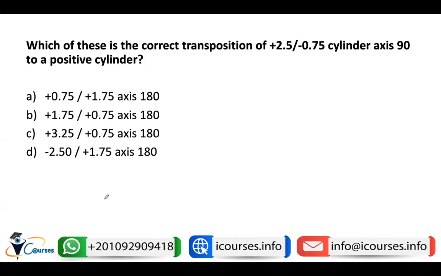A question about transposition we mentioned. So please let me check. Yes, I think that you are right. So it is B, sorry for that. It is plus 1, plus 0.75 over plus 0.75, axis 180. So this is not true.